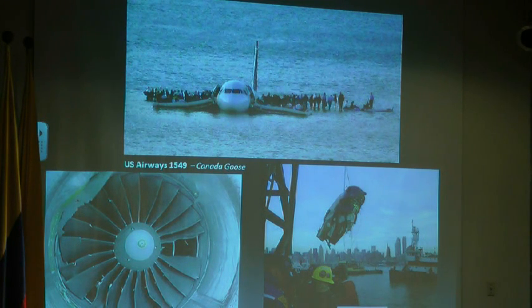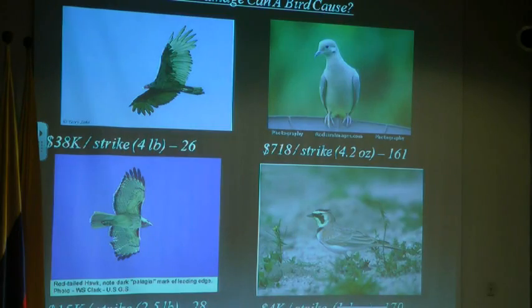And even large airplanes are subject to this kind of event. I don't know if you guys remember U.S. Airways Flight 1549 in January 2009, which crash landed into the Hudson River because it sucked in some Canada geese over LaGuardia. And everyone on board survived, amazingly. I'll talk a little bit more about the investigation we did on that later.